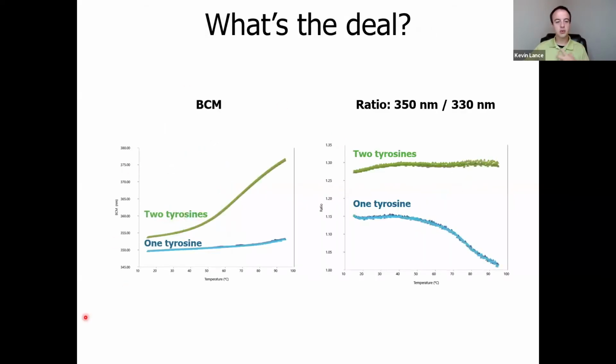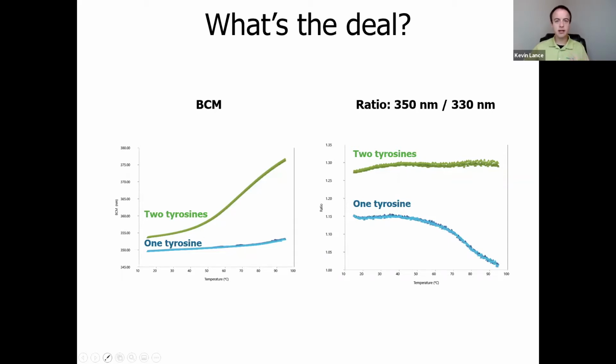Okay, so when we run the sample, what we end up with is a somewhat unclear result. On the left, we're looking at a traditional BCM metric where we have the 1 tyrosine result in blue and the 2 tyrosine protein in green. We're seeing a clear red shift in the 2 tyrosine protein and a blue shift in the 1 tyrosine protein.